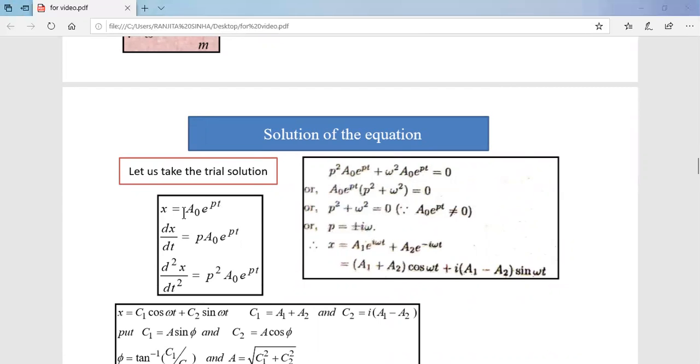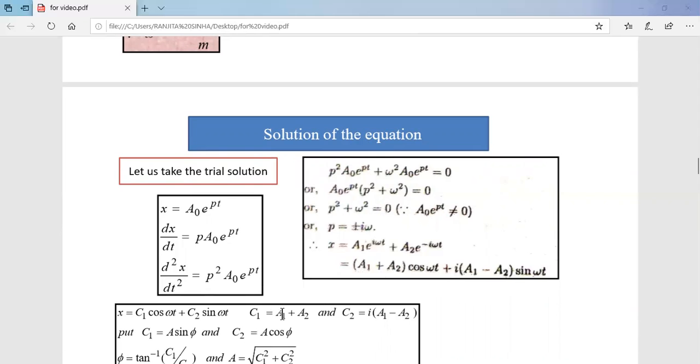So ultimately x equal to a0 e to the power pt, so we are putting the value of p, that is plus minus i omega. So here x equal to a1 e to the power i omega t plus a2 e to the power minus i omega t. Breaking that e to the power i omega t and e to the power minus i omega t, we have this expression: x equal to (a1 plus a2) cos omega t plus i (a1 minus a2) sin omega t.